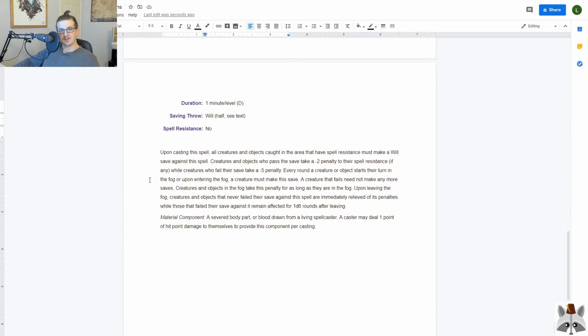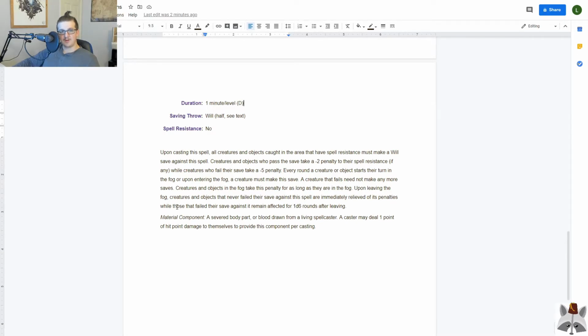So here's the text. Upon casting this spell, all creatures and objects caught in the area that have spell resistance must make a will or wisdom save against this spell, so against your spell save DC. Creatures and objects who pass take a -2 penalty to their spell resistance, if any, while creatures who fail theirs take a -5 penalty. Each round a creature or object starts their turn in the fog, or upon entering the fog, a creature must make this save. Creatures that fail need not make any more saves. Creatures and objects in the fog take this penalty as long as they are in the fog.